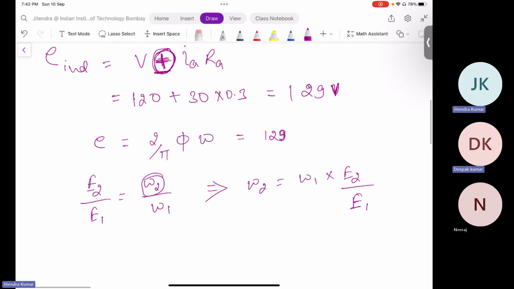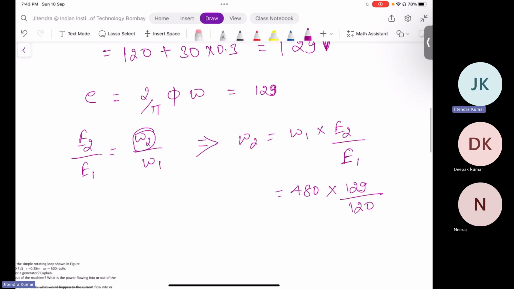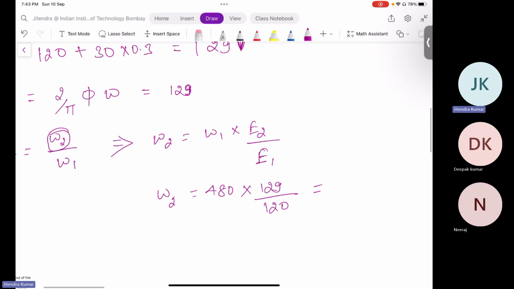Take any case, it is better to take the no load case. That will be straightforward. So 480 radians per second was at no load, and now E2 is 129, and at that time E1 was 120. So calculate it, and you will get the value of this speed. Sir, 516. 516 radians per second. So it is even higher than the no load speed. Why? Because you are adding external torque. Even at the load of 7.5 Newton meter, mind it, you are getting higher speed.